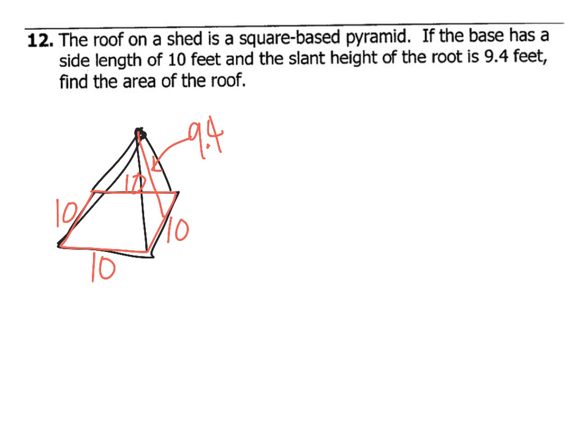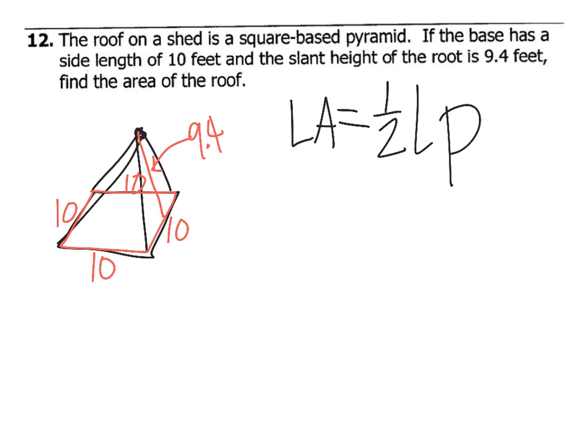Now, because we're finding the area of the roof, we are not finding the surface area because we don't care about the base. The base is attached to the shed. We just want the lateral area, so we want the area of all the faces, which are the roof, of all the triangles. So we're going to use the formula for lateral area here. So the lateral area, because we do not care about the base, is 1/2 times the, not height, times the slant height times the perimeter, okay?